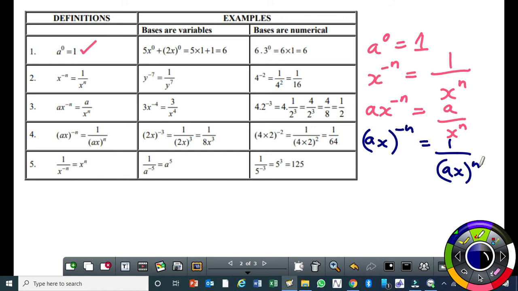So whenever the exponent is negative, we have to make it a fraction. Like for example, if I give you a number like 3 to the power of minus 1, 3 to the power of minus 1 will be equal to 1 over 3 to the power of 1, which is a third.